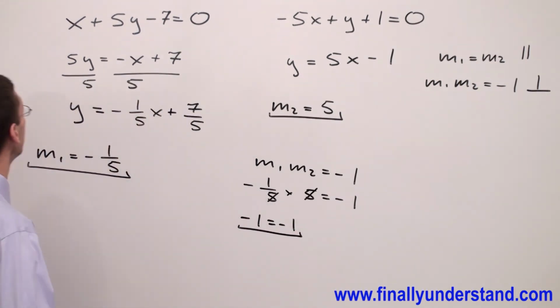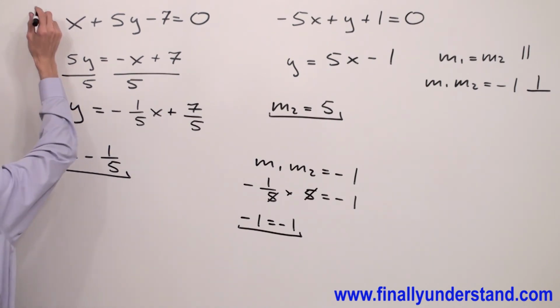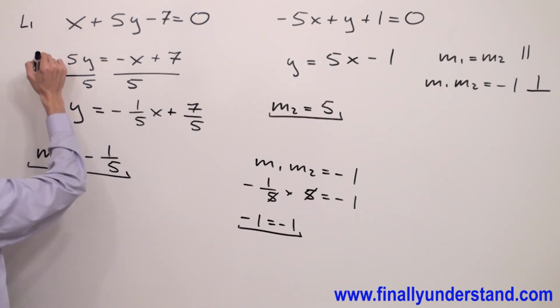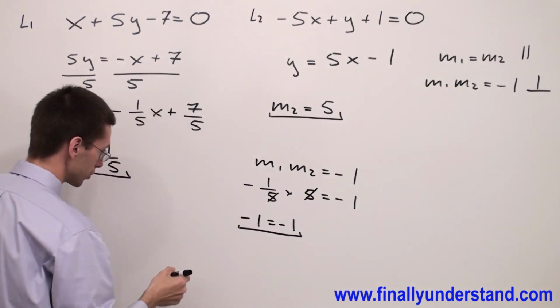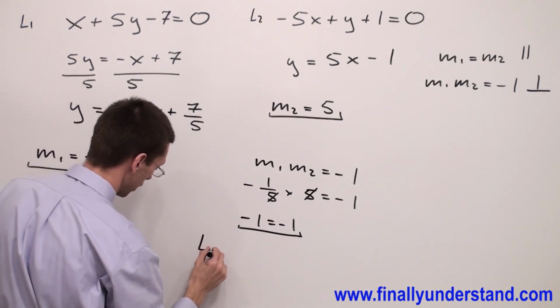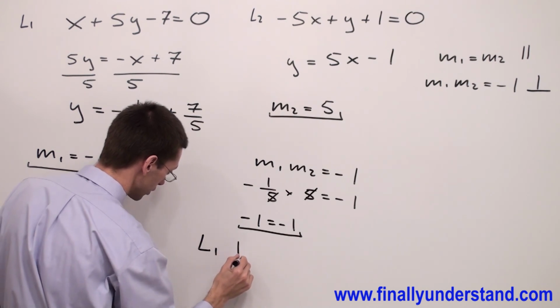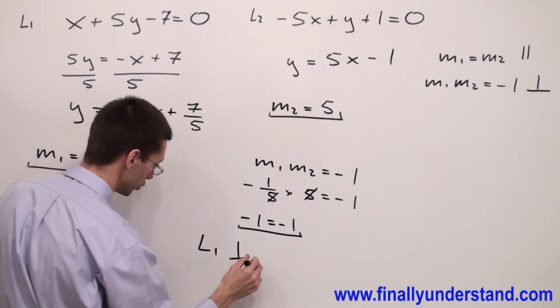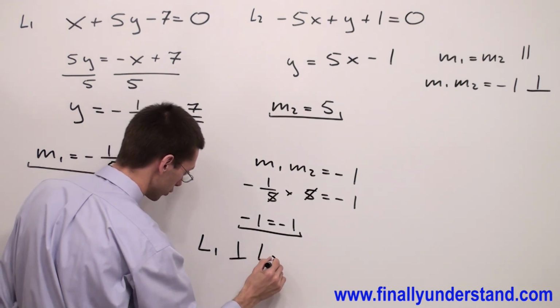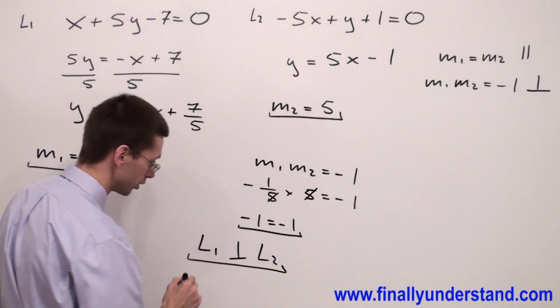So what I can say is that this is my line 1, let's call this L1, and this is my line 2, L2. So I have line 1 is perpendicular, this symbol represents perpendicular, to line 2. And this is the solution to my problem.